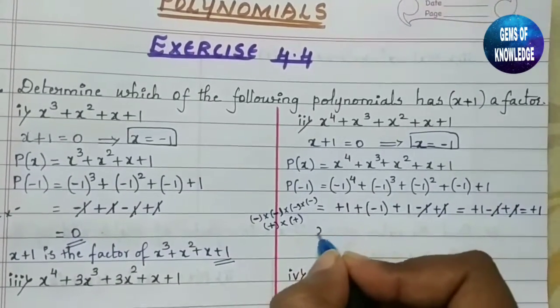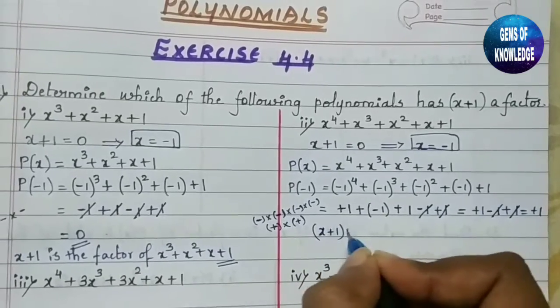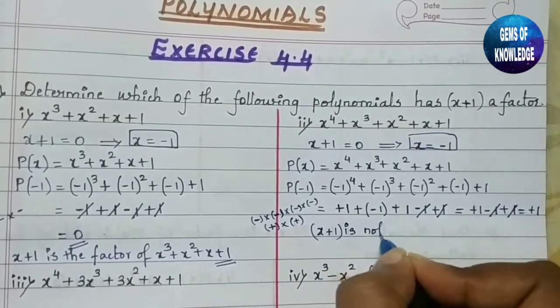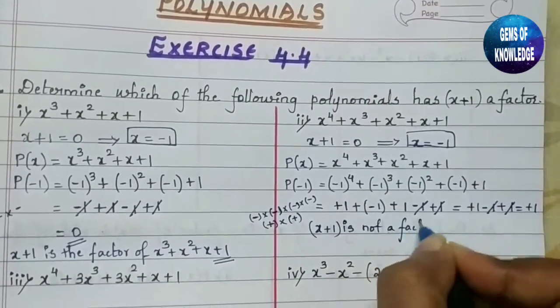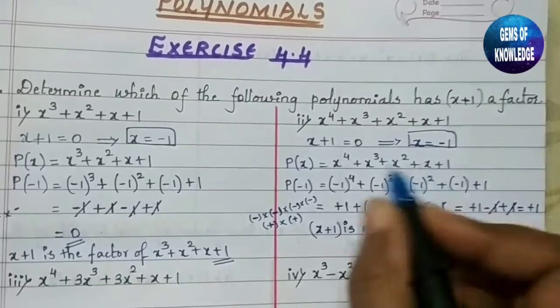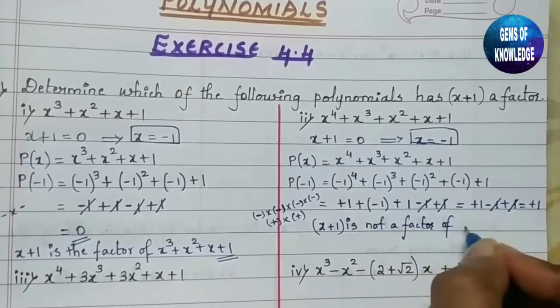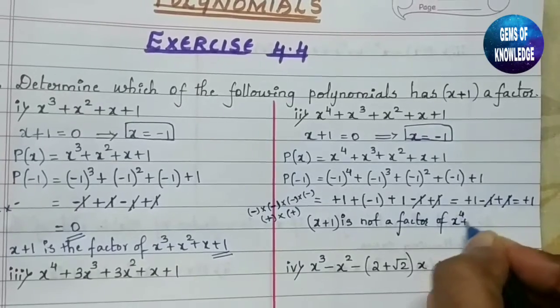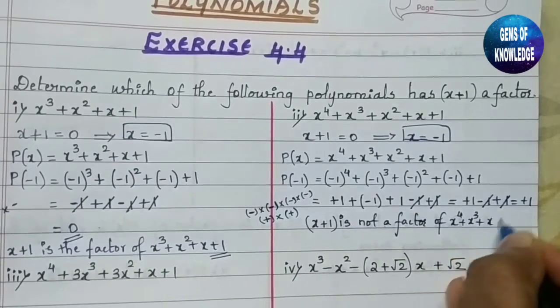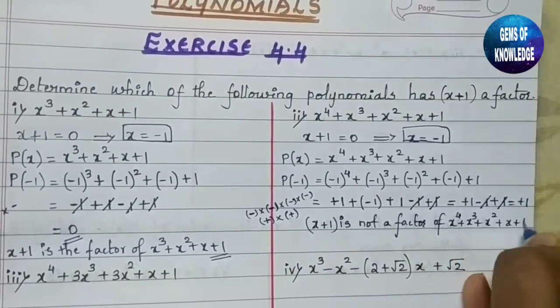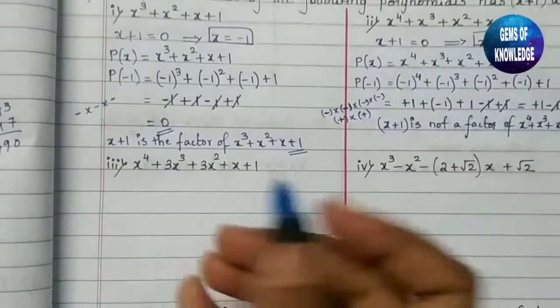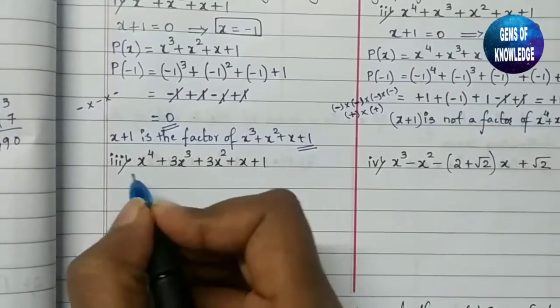So we can say that x plus 1 is not a factor of this term, that is x to the power of 4 plus x cube plus x square plus x plus 1. Okay, so the next question we can see here, third one.